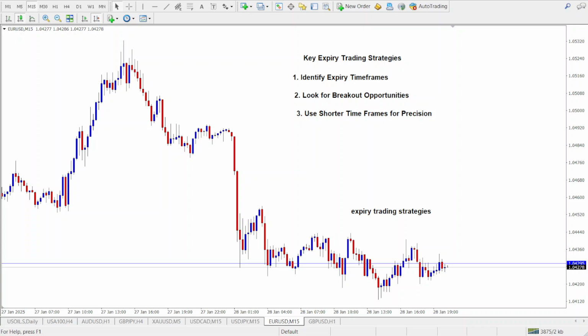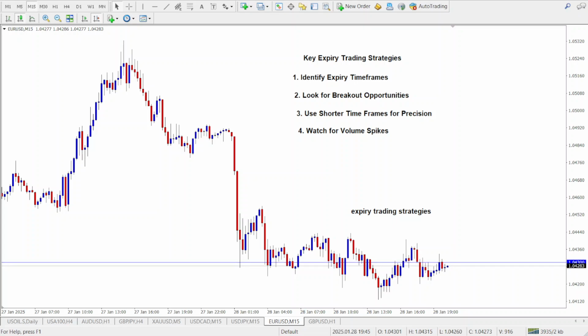Then next, you have to watch out for volume spikes. That is the fourth point, to watch for volume spikes. It's another important strategy concerning expiry trading, and it involves paying attention to volume spikes.